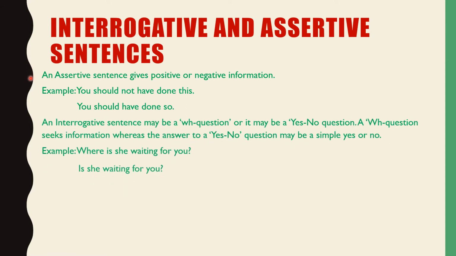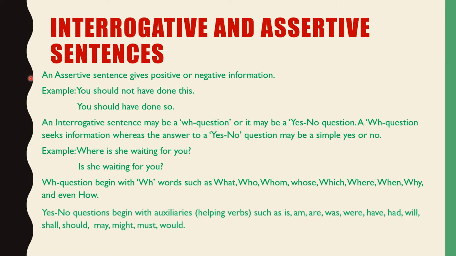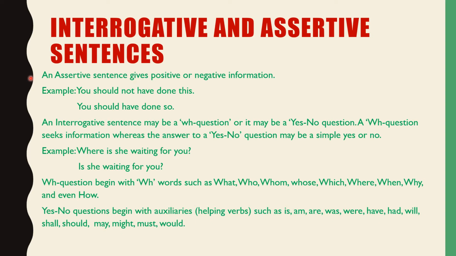An assertive sentence gives information. The information could be positive or negative. Example, you should not have done this. The word not is there in this sentence, so it is a negative information. You should have done so. There are no negative words like no or not. So therefore, this is a positive information. Both these are examples of assertive sentences.